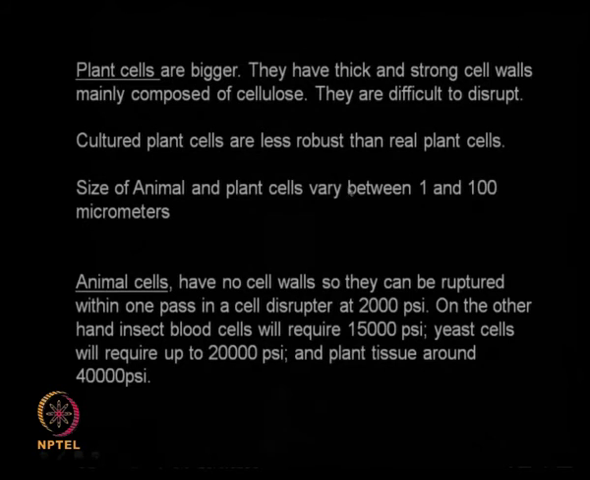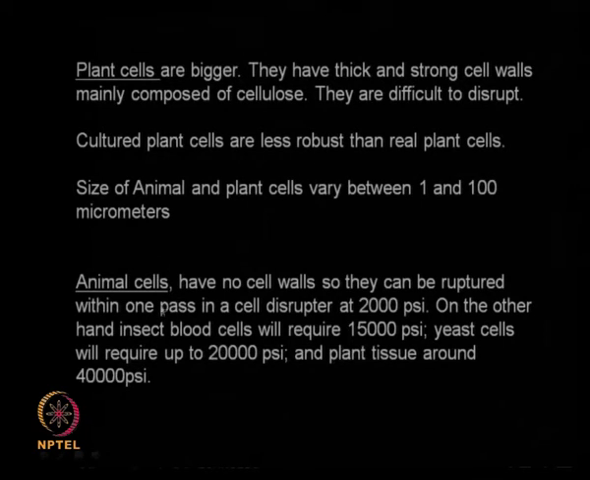Size of animal and plant cells generally vary between 1 to 100 micron. So you see they are very big. If you go to animal cells, they do not have cell walls, so that means they are very fragile. So even cultivating them is a big challenge. If you are going to use a mechanical agitator, animal cells can get sheared and broken down.